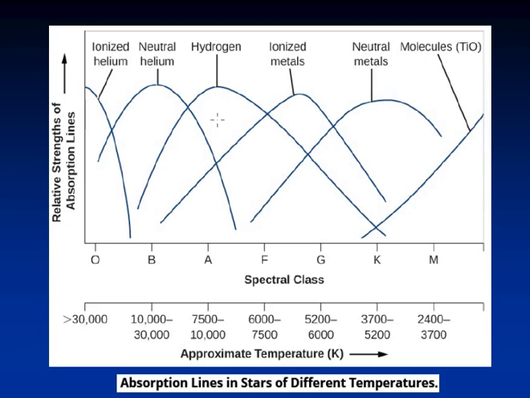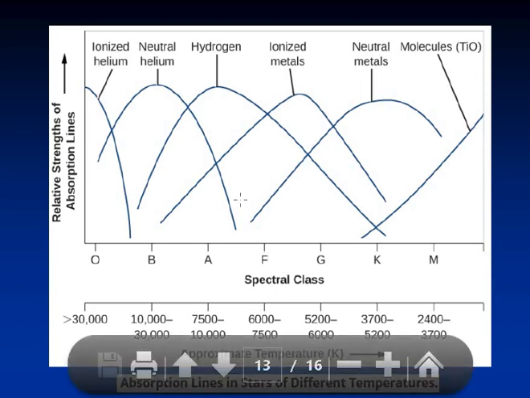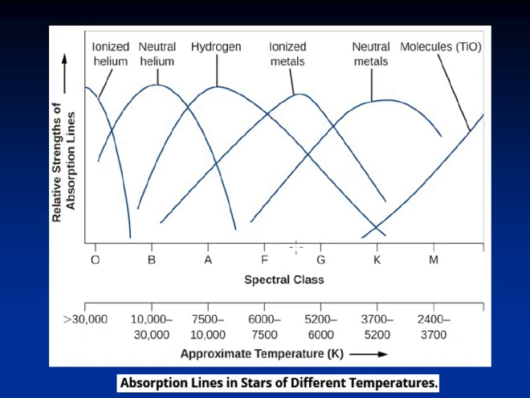Hydrogen lines, on the other hand, are strongest in A stars with atmospheric temperatures of around 10,000 Kelvin, as I mentioned before. Ionized metals provide the most conspicuous lines in stars with temperatures from 6,000 to 7,000 Kelvin. They are important for the spectral type F, where they show the dominant lines.